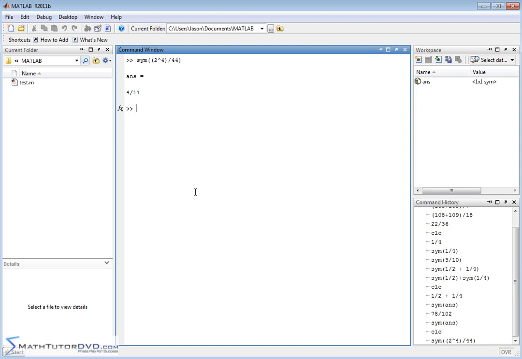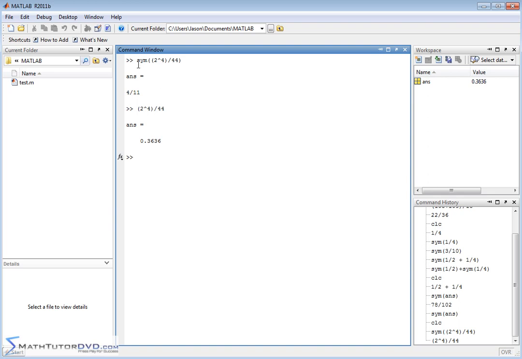Now let me retrieve the last command by up arrow. Now let me take that sym away. So now we have this calculation. Notice the answer is 0.3636, and there are probably other decimals going on, but MATLAB is only currently displaying 4 digits after the decimal spot.